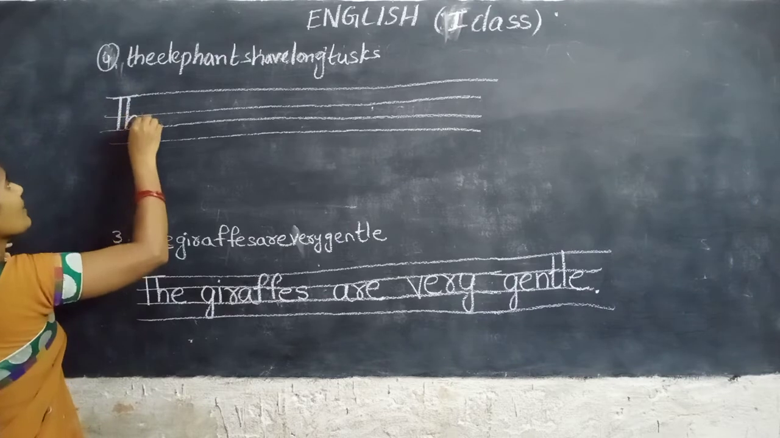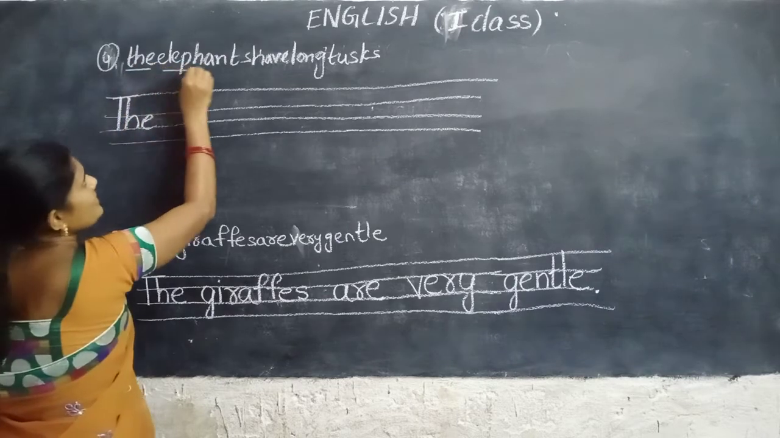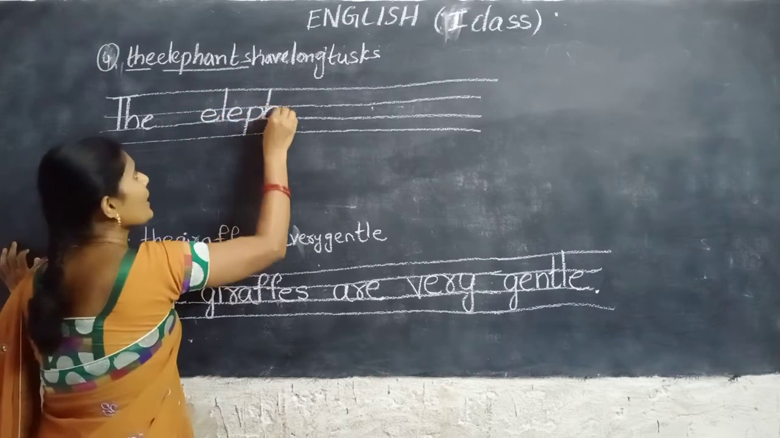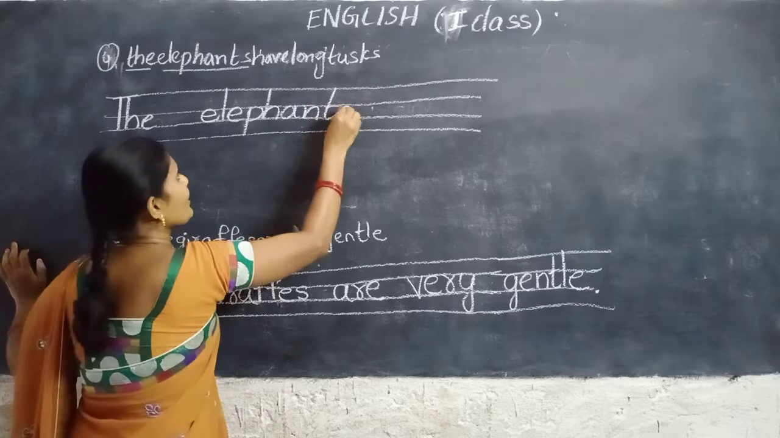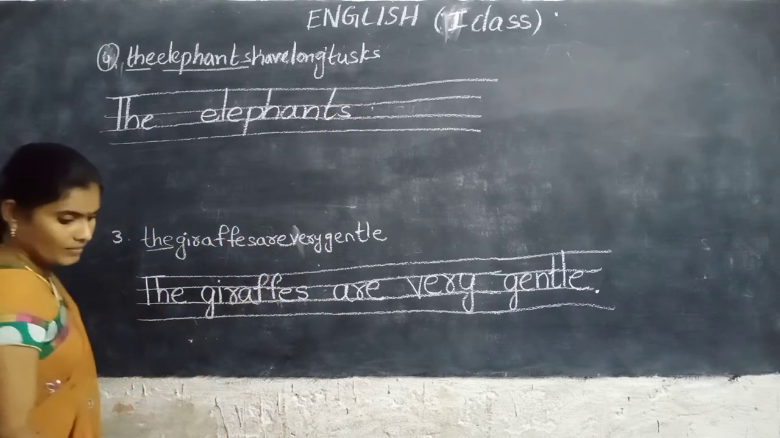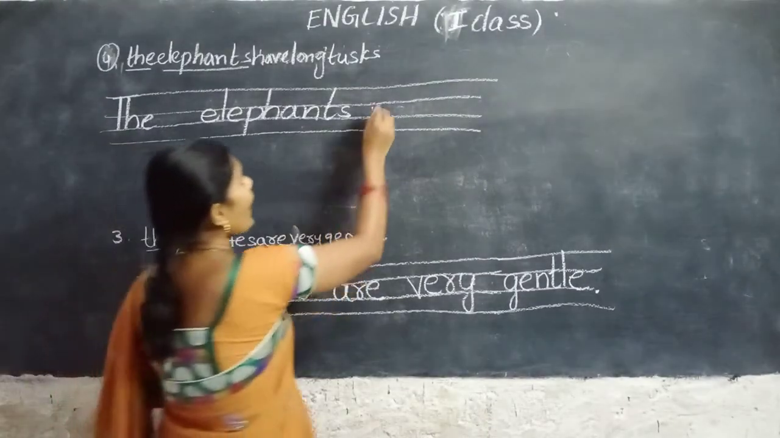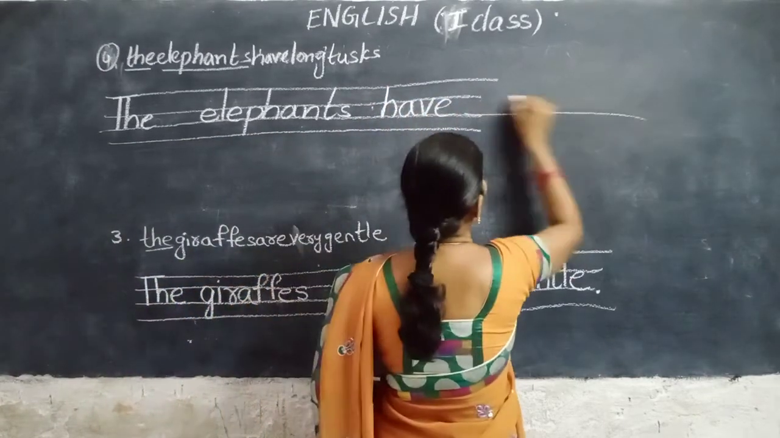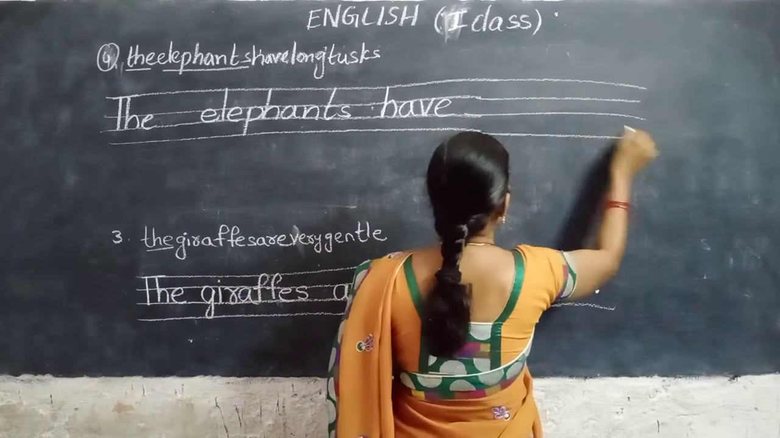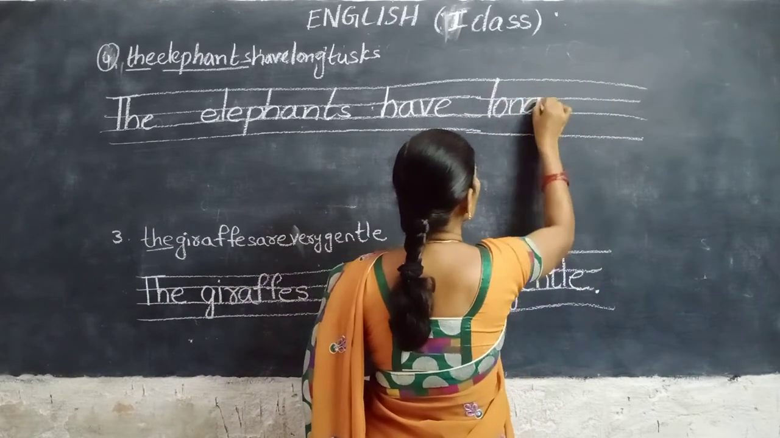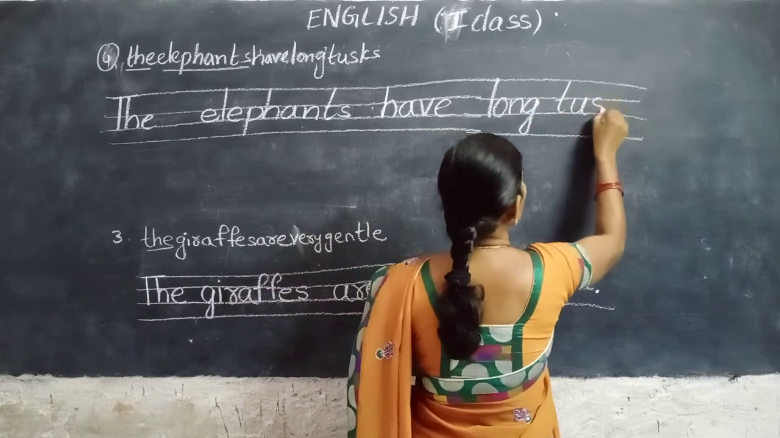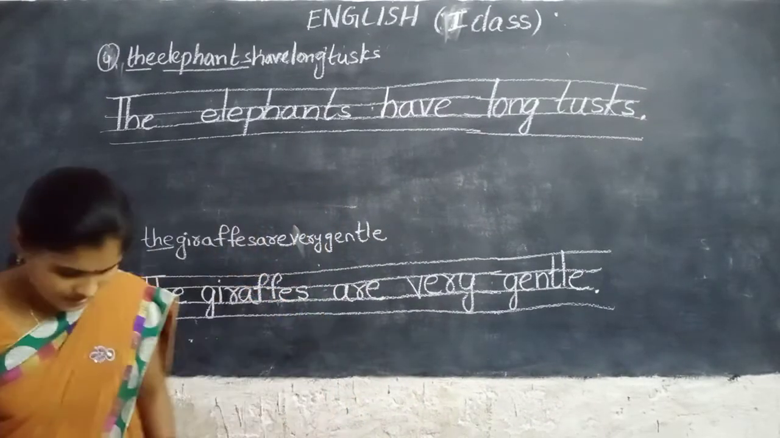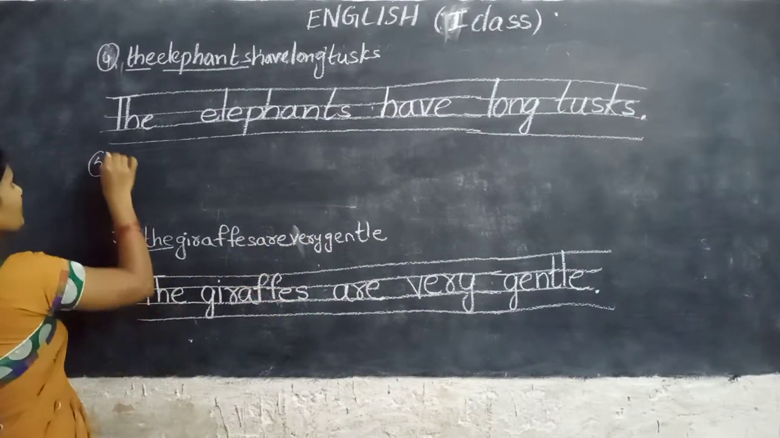THE. The elephants, give gap. Elephants. Have, H-A-V-E, have. Long, L-O-N-G, long. Tusks, T-U-S-K-S, tusks. Full stop. Long tusks. Next, fifth one.